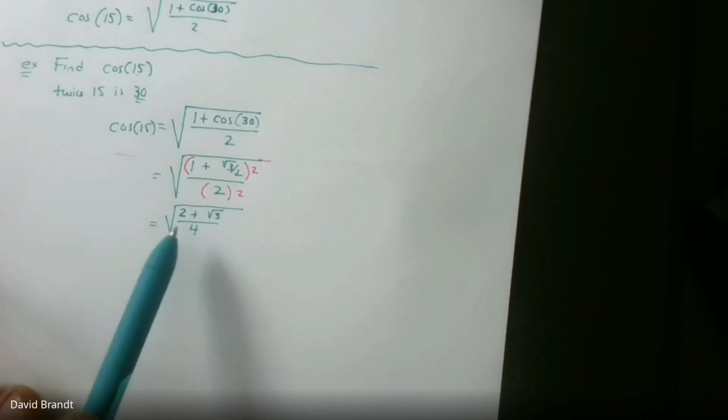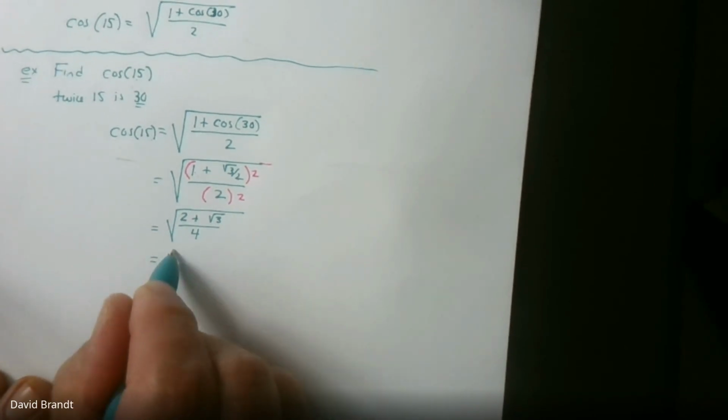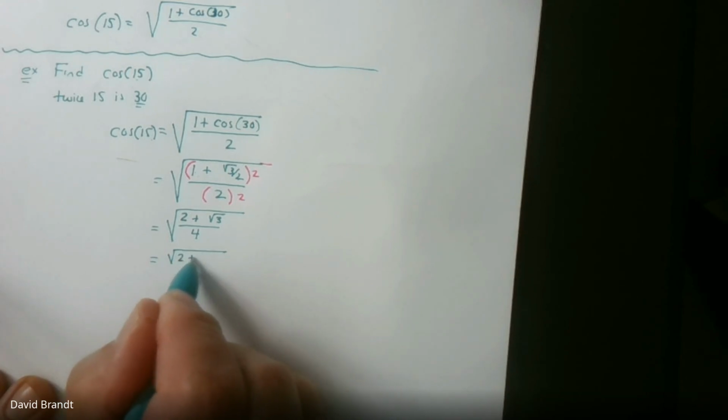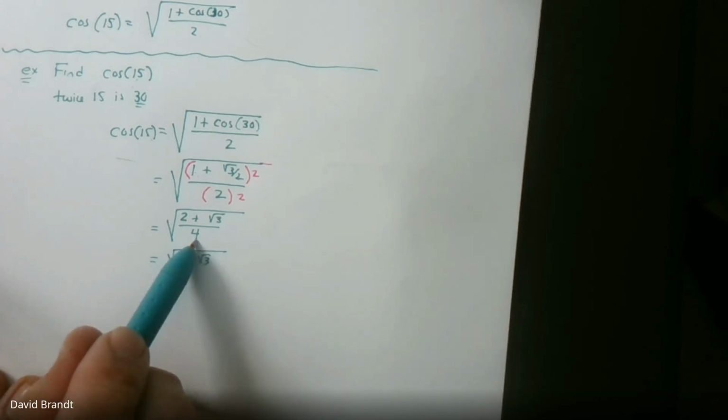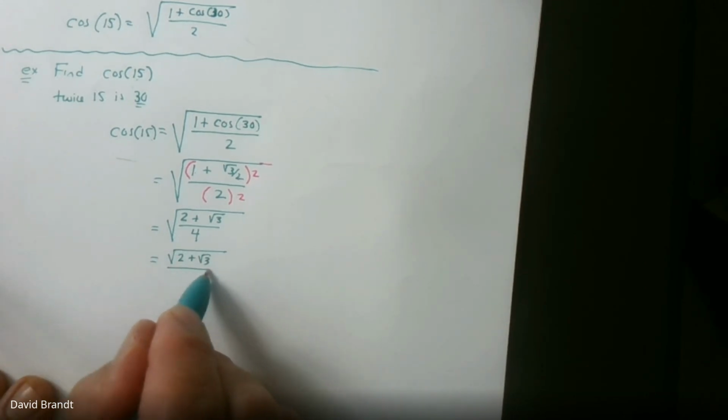Okay. You can't take the square root of the top. Just leave it. But you can take the square root of the bottom. You know what the square root of 4 is. The square root of 4 is 2.